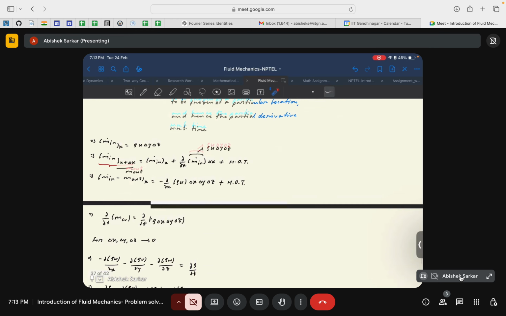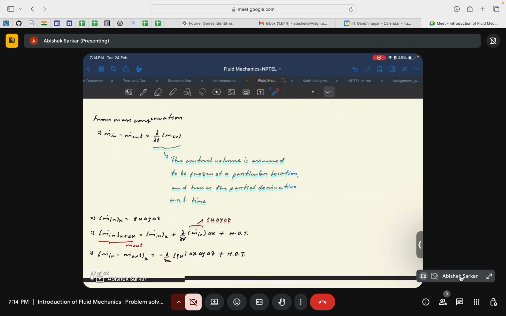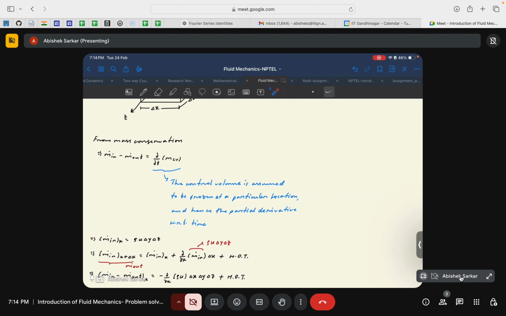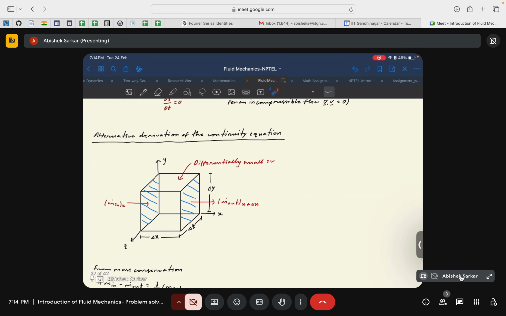So again, there is a brief discussion on this. Let us look into it. Just quickly go through it, then we will start the Q&A part. This is again a different way of finding the continuity equation. Let us briefly go through the diagram so you will understand it.